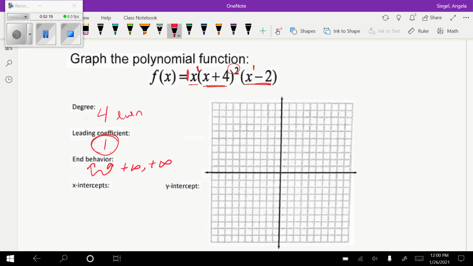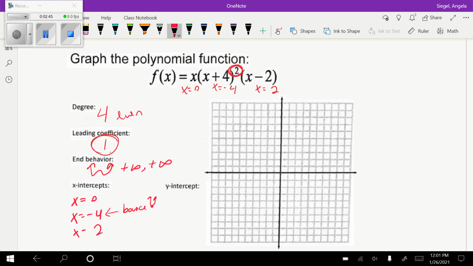Okay, also it's in intercept form, so the intercepts are really easy to grab. So this is x equals 0, x equals -4, and x equals 2. Something I want to point out about this one is because it's squared at -4, we're going to have a bounce. So it's going to look something like that, where it bounces at the x-intercept. We're going to see that here in a second.